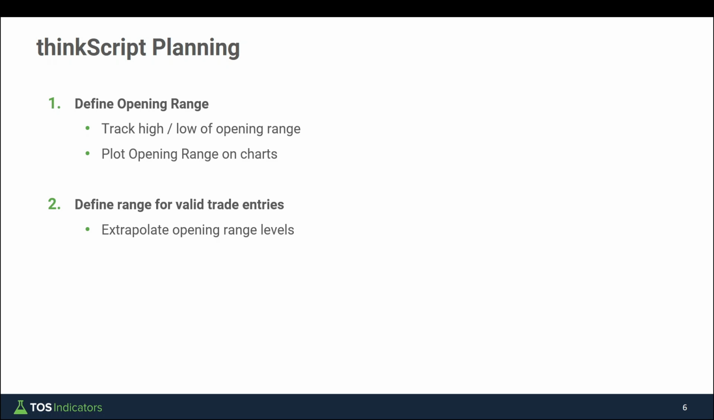Now, once we define this time period, we need to extrapolate these same opening range levels, but this time for the second time period. So that involves some complexity inside of the code. We need to account for that.